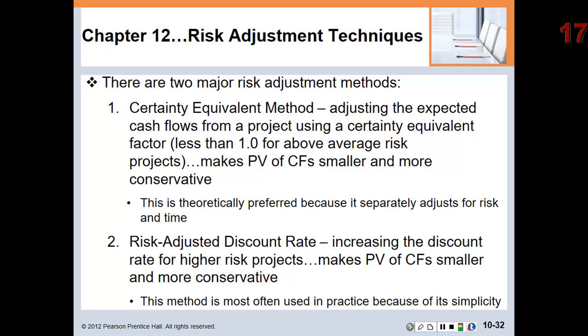Now, a couple of things to know here. The certainty equivalent method is theoretically preferred because it separately adjusts for risk and time, and the risk-adjusted discount rate method is typically most often used in practice because it's just really simple. Again, people understand making your denominator larger is going to make your present value smaller.